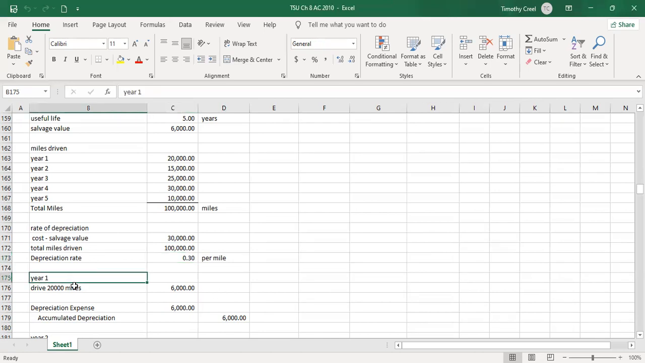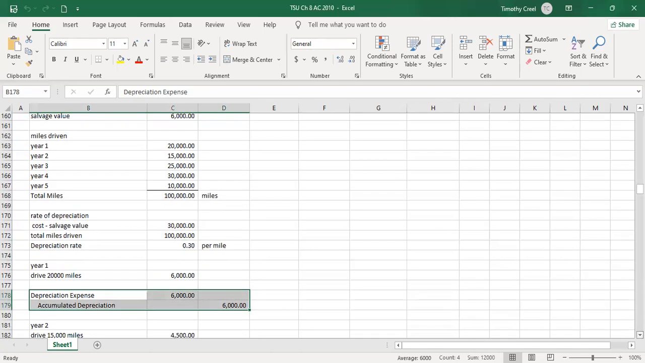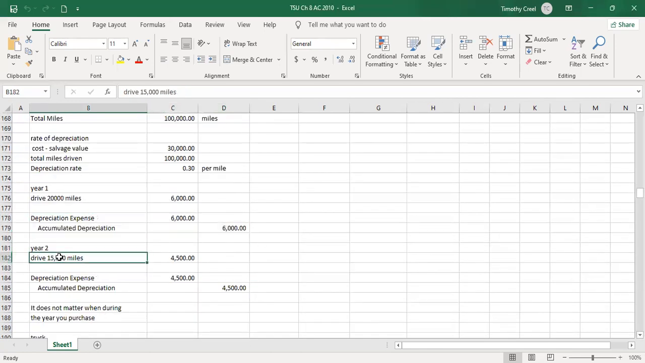So let's say in year 1, we drive 20,000 miles. We'd take 20,000 times the rate, and we would get 6,000. So our journal entry would be a debit to depreciation expense for 6,000 and a credit to accumulated depreciation for 6,000. For year 2, we drive 15,000 miles. So we'd take 15,000 times 30 cents a mile. We'd get 4,500, and we would just debit depreciation expense for 4,500 and credit accumulated depreciation for 4,500.